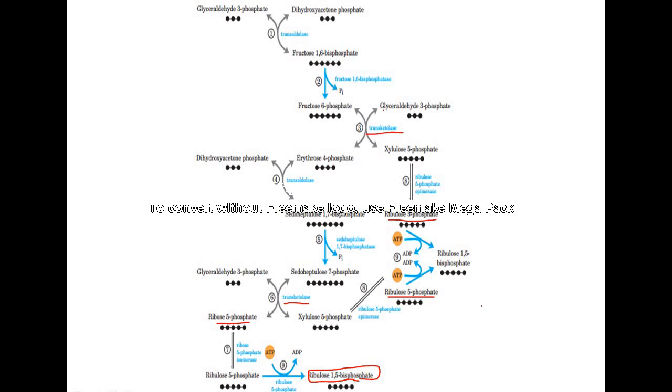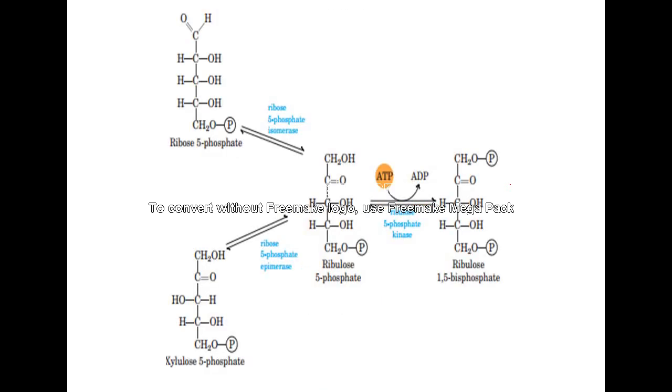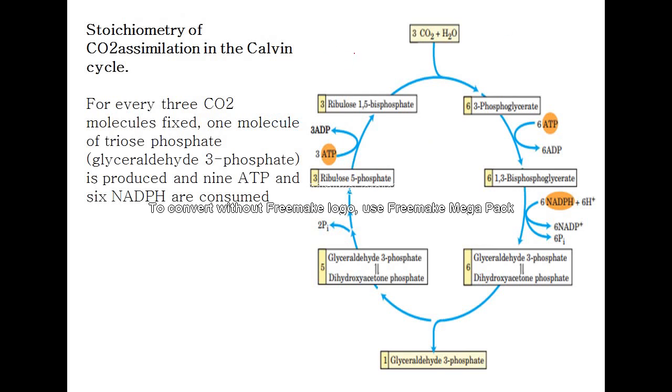Ribulose 1,5 bisphosphate. Then ribulose 1,5 bisphosphate. So suppose you started with 6 molecules. Just like that, so the same way, 6 molecules, this is the reaction. Ribulose 5-phosphate becomes ribulose 5-phosphate, or xylulose 5-phosphate becomes ribulose 5-phosphate. Then you can use ATP. This is the calculation that came in there.